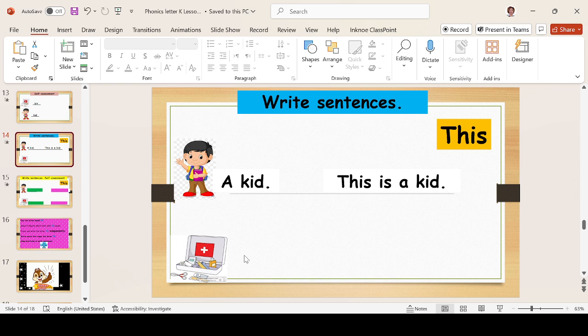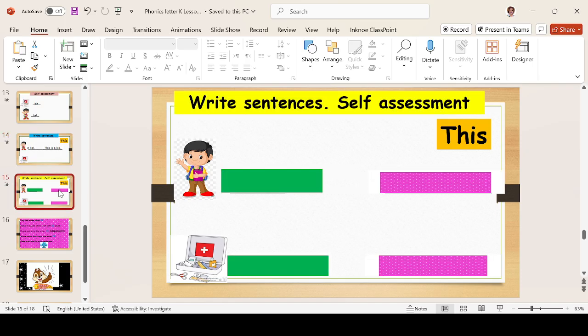When you are done, I want you to write the sentence, this, so you look here, this is a kid. Now you will write down here, this is a kit, because this one is a kit. Okay, so you start again with your uppercase, remember finger space and your full stop. So you can pause the video and write the sentences. It is a kit. This is a kit. Okay. When you are done, you come for self-assessment.